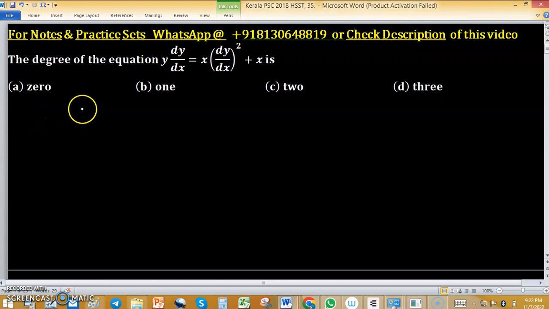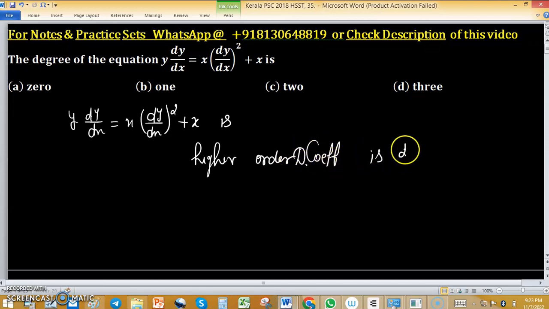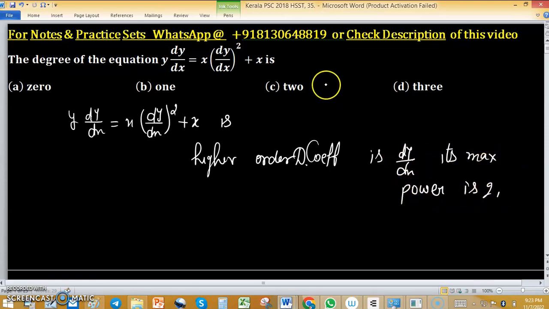The degree of the given differential equation y dy/dx = x (dy/dx)² + x is asked. We have to find the degree. The highest order differential coefficient is dy/dx, and its maximum power is 2. That's why 2 is the degree.